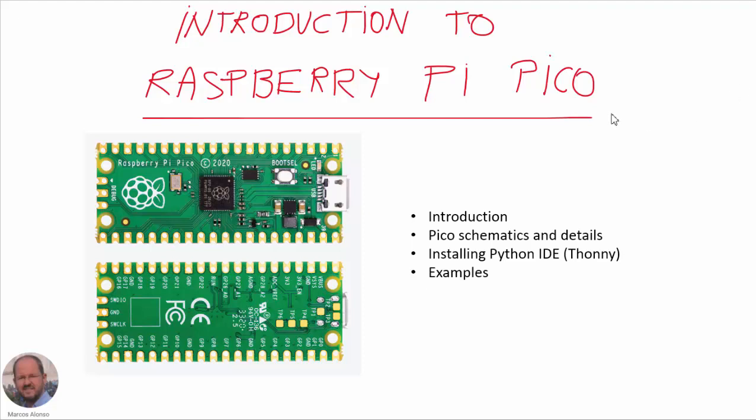So in this video we will see first an introduction, then we will show the Pico schematics and some details related to the configuration of this board. We will see how to install the Python IDE that we are going to use, which is Thonny. And finally, we will show some examples of implementation of different programs on the Raspberry Pi Pico.